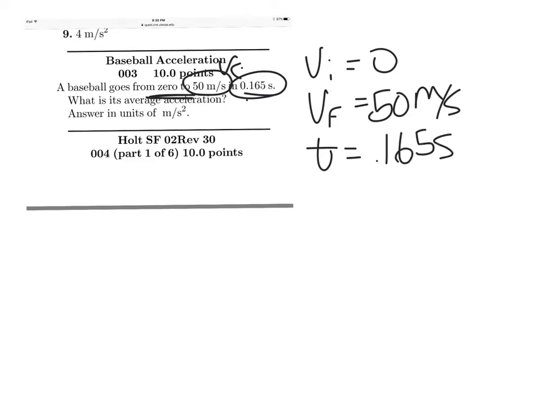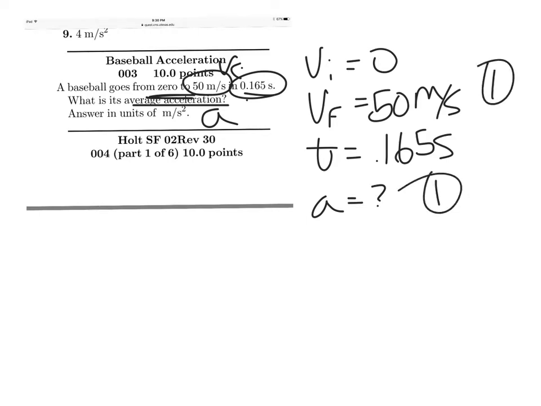0.165 seconds. So look, already on your homework, you get 1 point for writing all these out. So this is how I'm going to grade this stuff. On your test too, this is how you're going to get graded. What is your average acceleration? So right here, what is your average acceleration? What letter represents acceleration? A. So my unknown is my A. So just for doing this today, you get a point for this, a point for identifying what you're looking for. 1, 2 points.